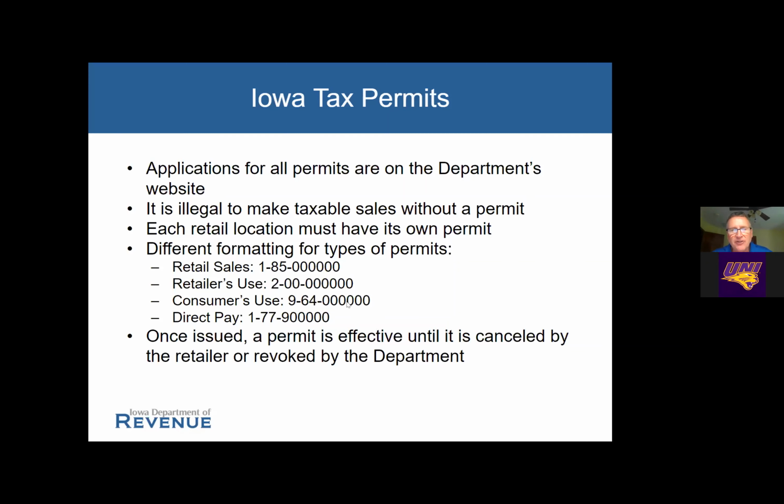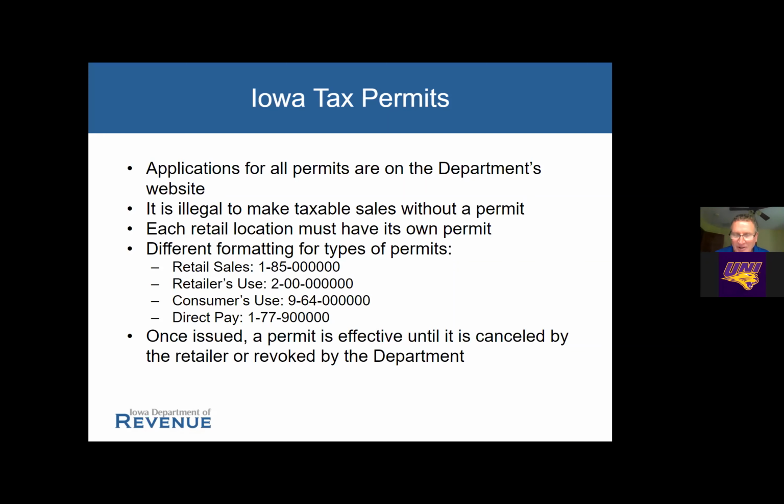And any of these permits, once they're issued, they do not expire. They're good forever until either you, the retailer, cancel it, or if you get in trouble and do things you're not supposed to be doing, or more likely you don't do what you're supposed to be doing, the department can revoke your tax permit. And if you are a business that collects and remits sales tax in Iowa and the department revokes your permit, that effectively puts you out of business until you get things squared away. So it's very serious. Revoking a permit's very serious.